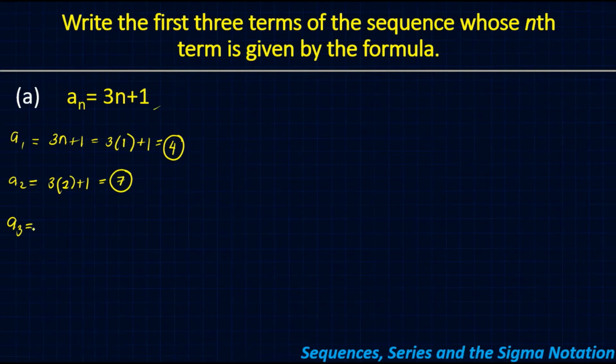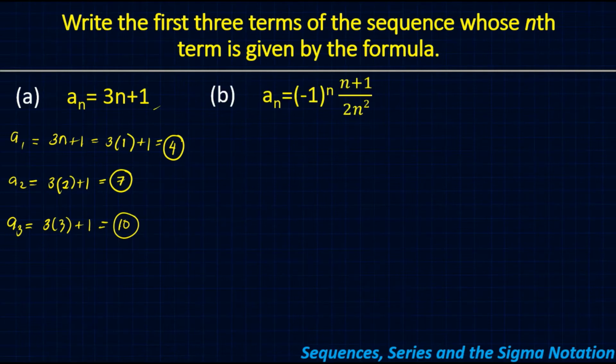For the third term, ganun uli ang gagamitin natin. So we have 3 times 3 plus 1. 3 times 3, that is 9, plus 1 equals 10. So the first three terms of the sequence a sub n is equal to 3n plus 1 are 4, 7, and 10.